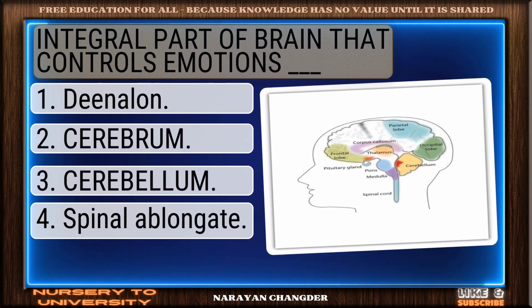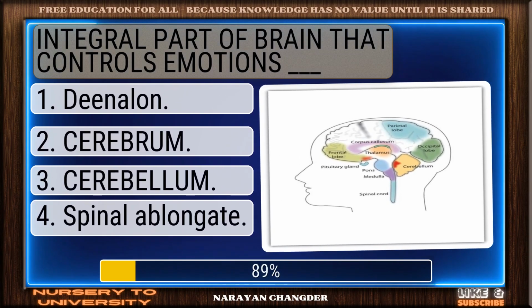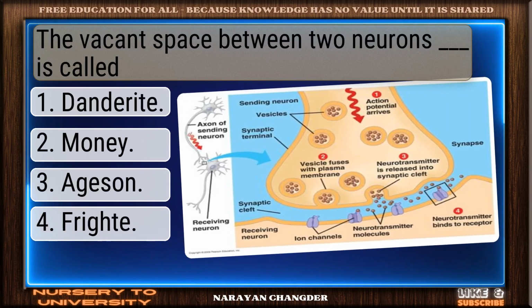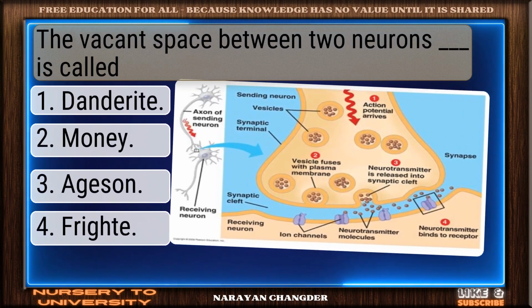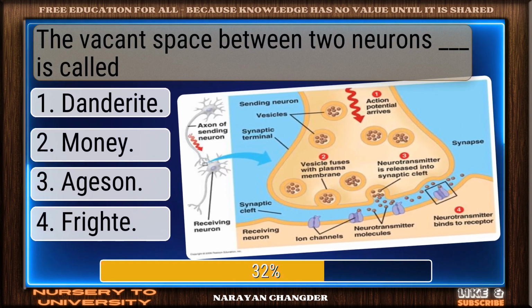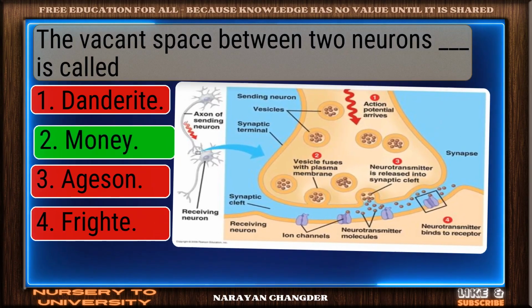Integral part of brain that controls emotions, dash. Nice work. Diencephalon fits perfectly. The vacant space between two neurons, dash, is called. Perfect. Synapse is the one.